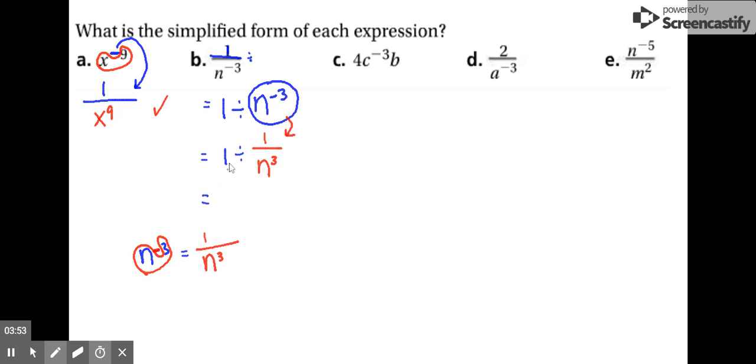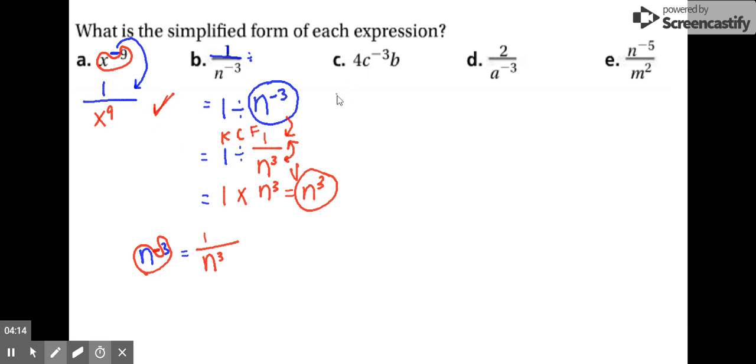So now I'm going to do keep, change, and flip. Keep, change, and you flip it. So it's going to be n to the third power, over 1, but you don't need to write it. So the answer should be n to the third power. So these are the answers.